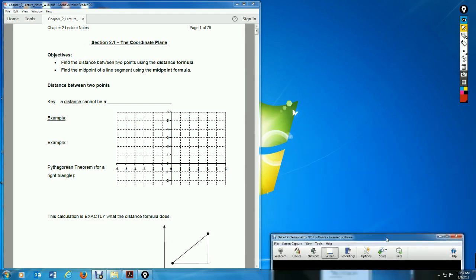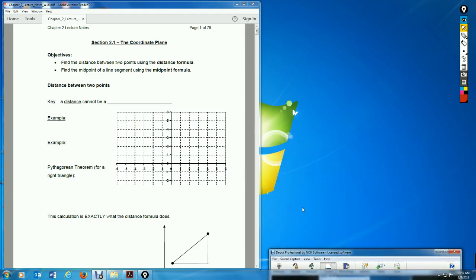All right, so I want to start in section 2.1, and there are really only two small topics out of this whole section that we're supposed to cover per the department syllabus, which is the distance formula and the midpoint formula. You've probably seen these before, so hopefully this is just a quick review.